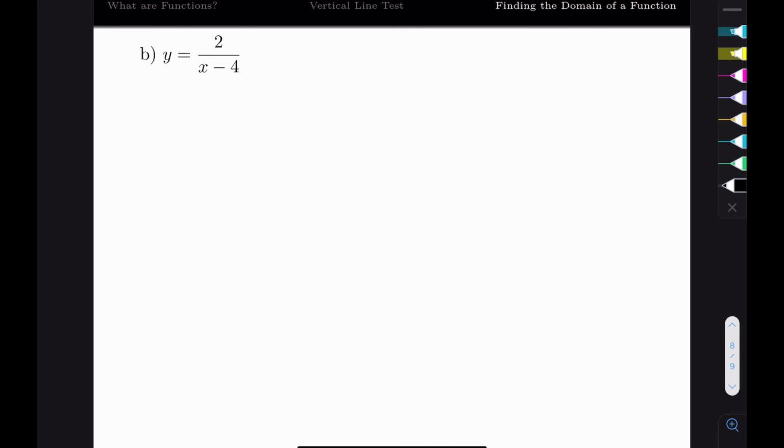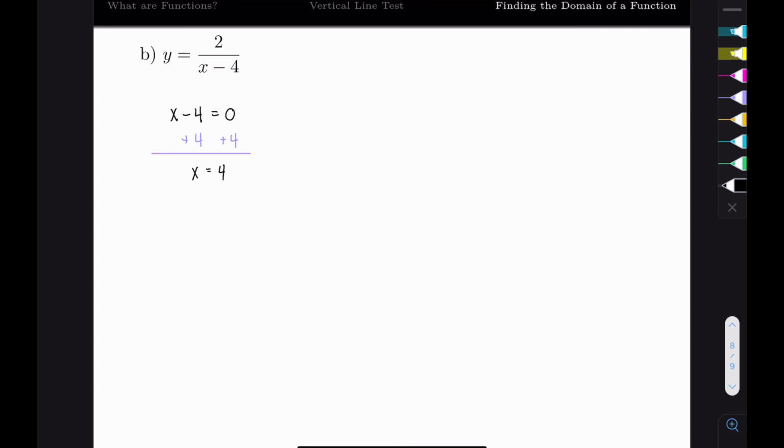Okay. Now for our next one, we do run into a bit of an issue because we have this variable in the denominator. So there are possibilities where I might plug in a number that will cause me to divide by 0. And so the way we're going to figure that out is we're going to go ahead and set that denominator equal to 0, because this is our problem. And if we go through and solve that by adding 4 to both sides, x equals 4 is going to be an issue.